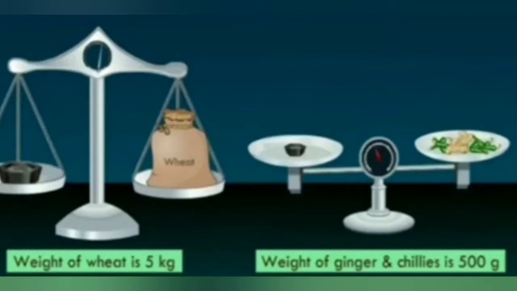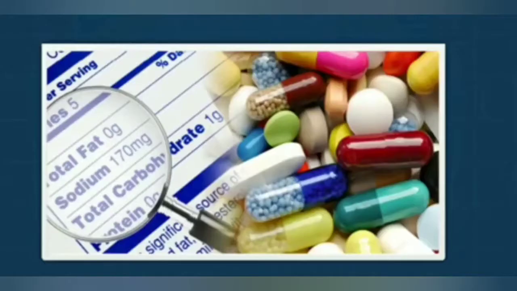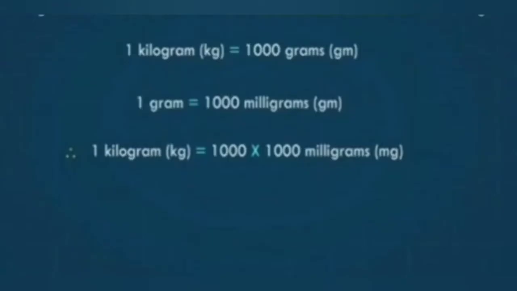kg, but items like ginger, chilies, etc. are measured in grams, gm. In order to measure the weight of compounds or chemicals in medicines, we use a smaller unit called milligram, mg. Following are the relations between these three units of measurement of weight.